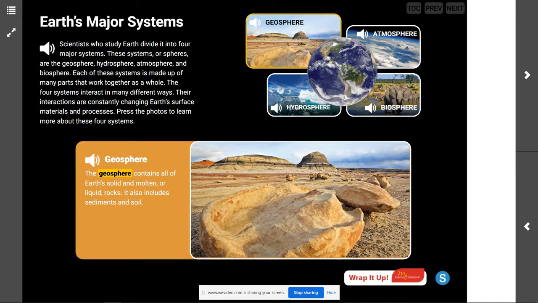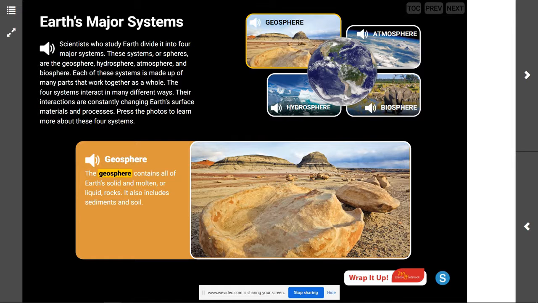So here's what we're looking at. We have four major systems on Earth. They are the geosphere, the atmosphere, the hydrosphere, and the biosphere. These four major systems interact or work together in order to make life on Earth possible, functioning, and manageable.